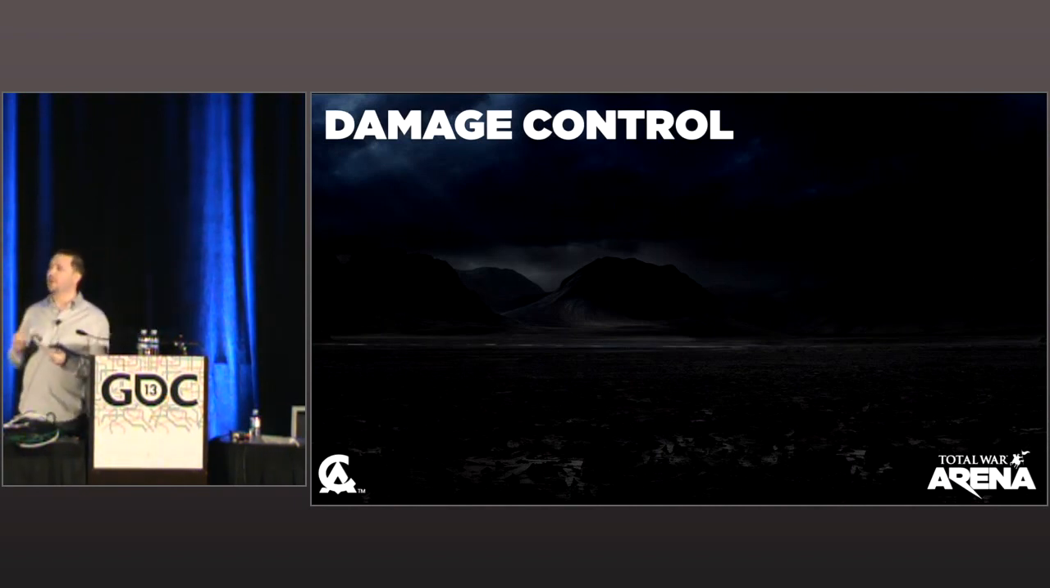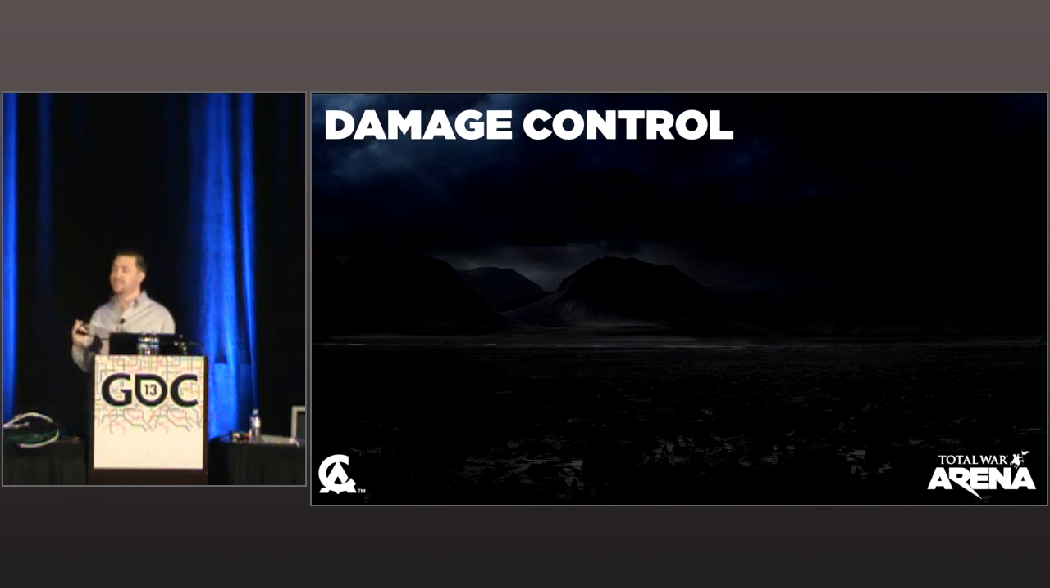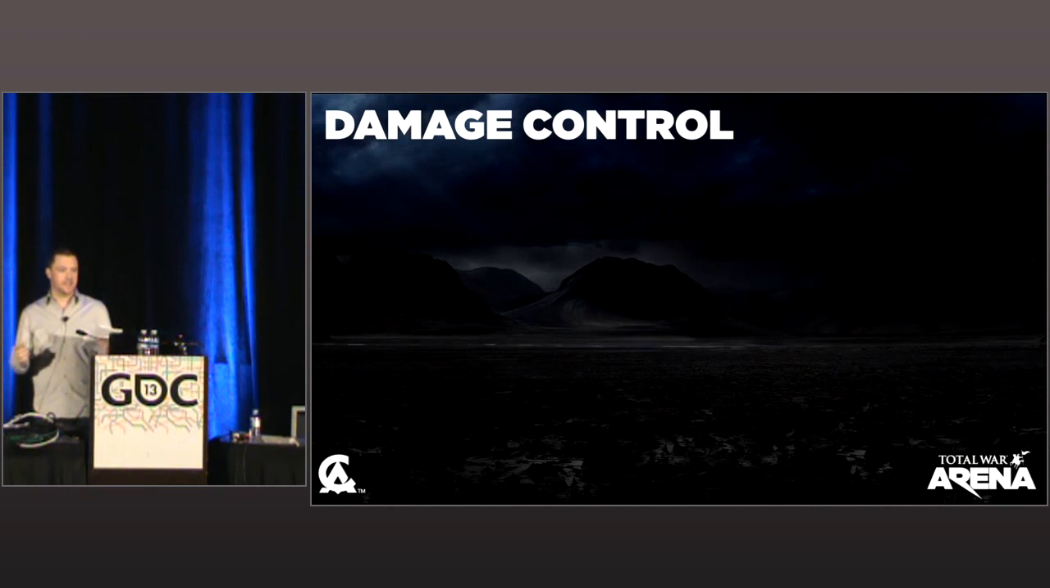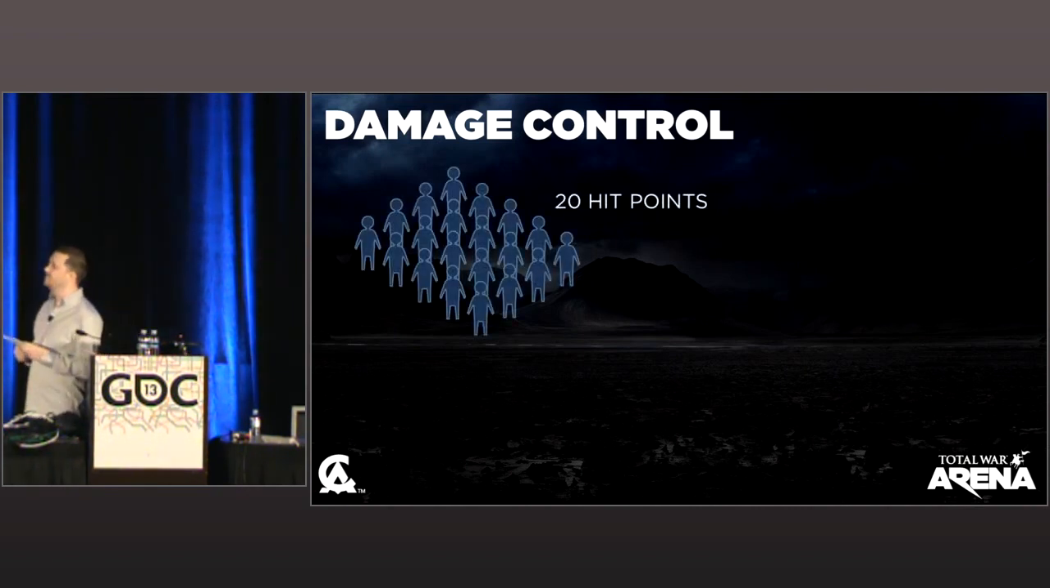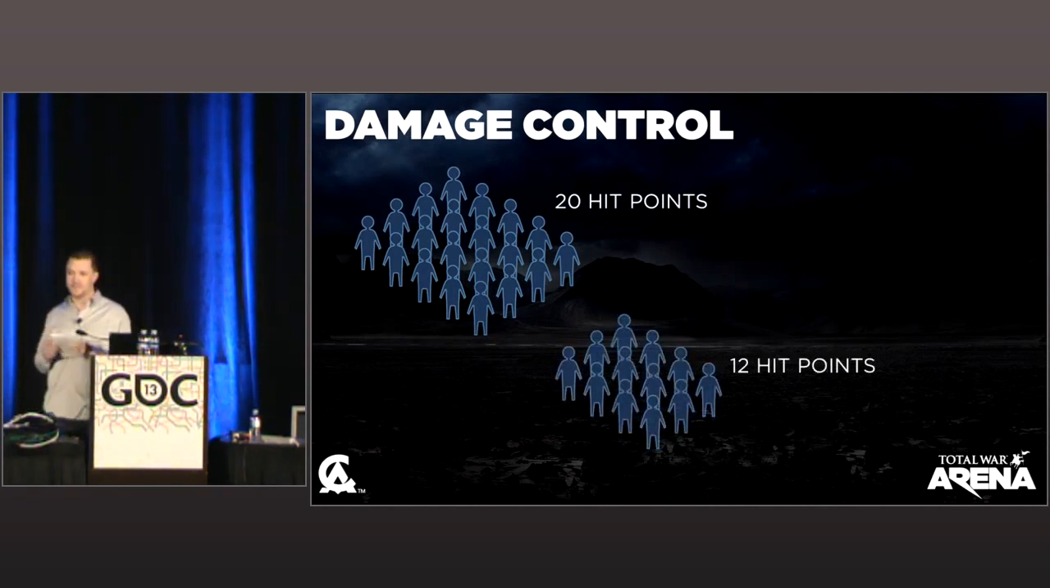So in previous Total War games, we've never really used hit points. Certainly not as a core part of the combat system. In general, each soldier had just 1 hit point, so he was either alive or he was dead. And that means it's easy to see a unit's overall health at a glance. No stats, no numbers. So this unit has 20 men, it's got 20 hit points. This unit has 12 men, it has 12 hit points. You can see the difference.